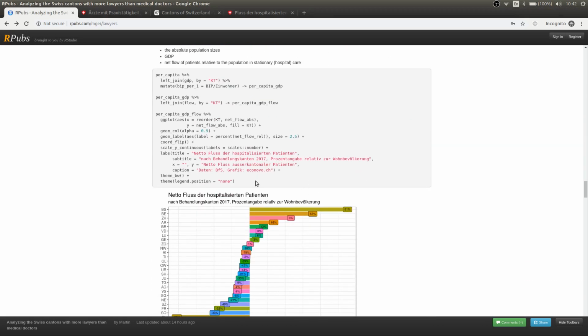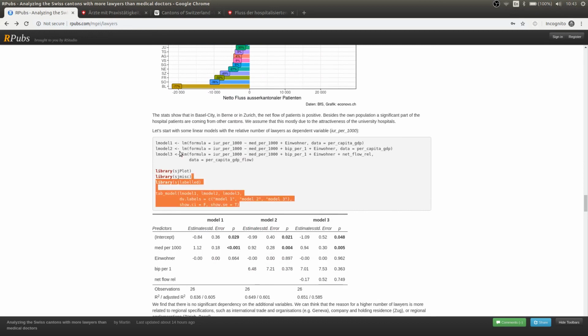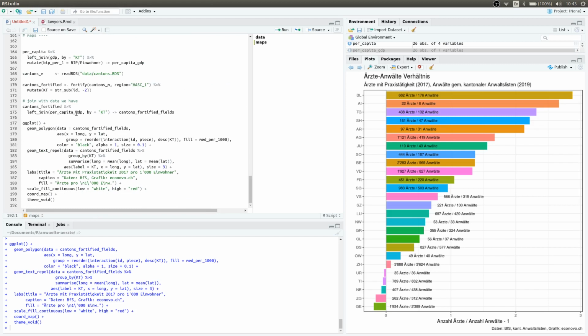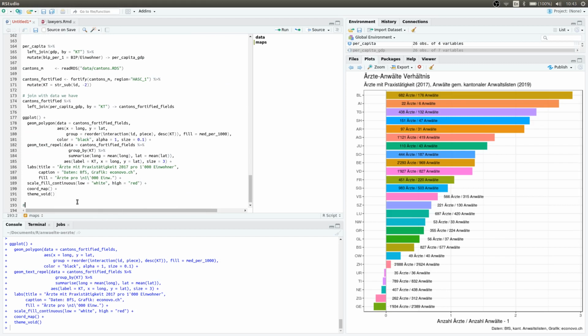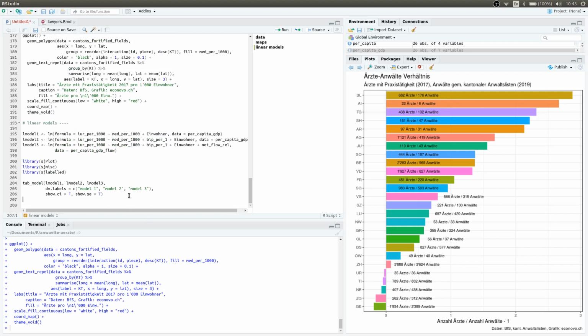So next, we want to do some linear models, linear models to explain the data. Why do we observe certain characteristics that we don't observe in other cantons?